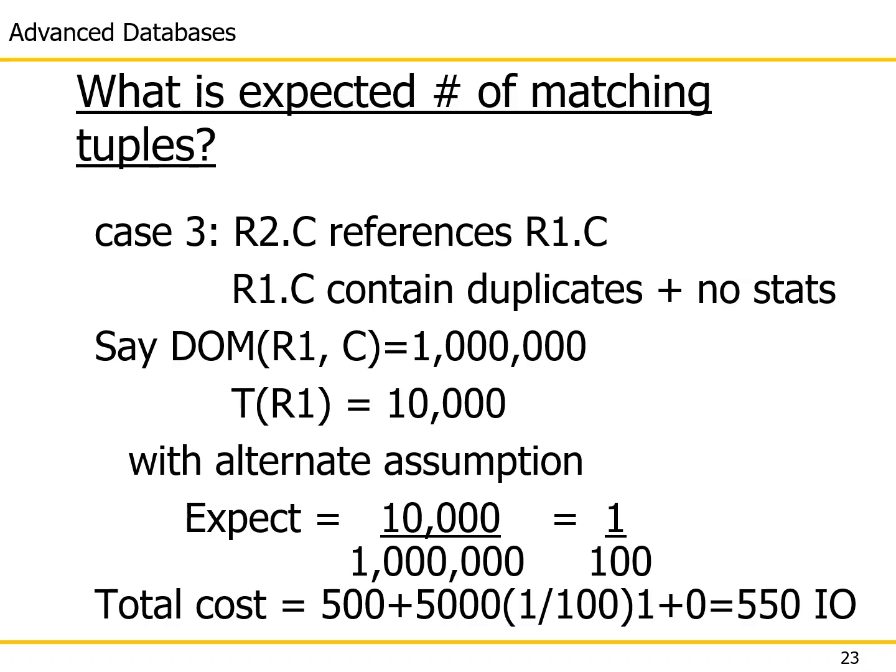Now, what's the third case? Well, R2.C references R1.C. We're working with the same example. R1.C contains duplicates. It's the same example we mentioned before, but we don't have any stats. If we don't have stats and we work with the domain, and you haven't defined the domain properly, the database assumes the domain based on the data type, and you can go off with really bad estimations here.